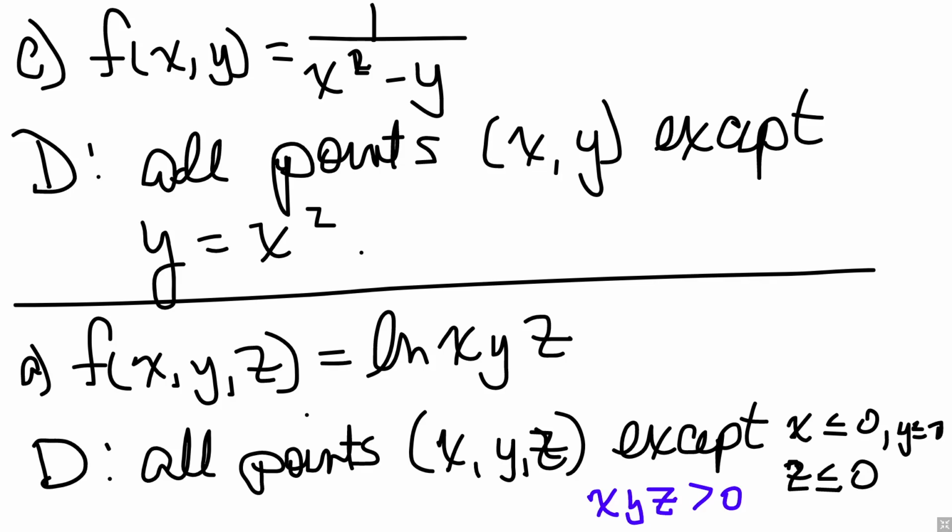Okay, so all points x, y, and z except for x less than or equal to 0, y less than 0, z less than 0. Or you can simply say that all points x, y, and z where x, y, and z are all greater than 0. Okay. Any questions?